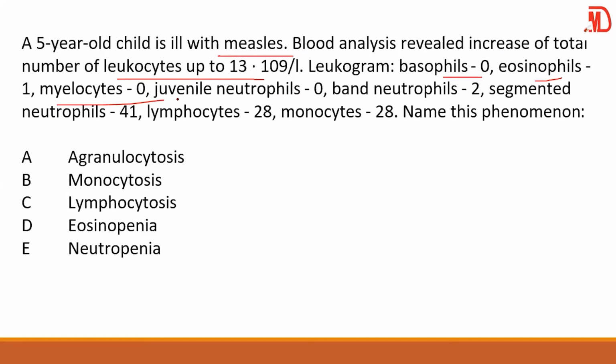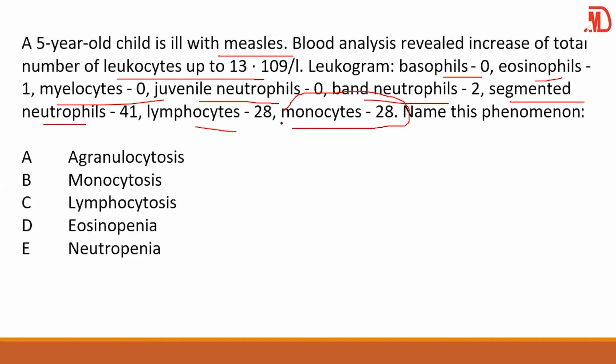Someone was asking about another name for neutrophils. You see, we have here juvenile neutrophils. They are all small or immature neutrophils. Band neutrophils. Segmented neutrophils are also there. Now all these are quite okay. Lymphocyte. Now look at the monocyte. Monocyte is 28, and this is high.